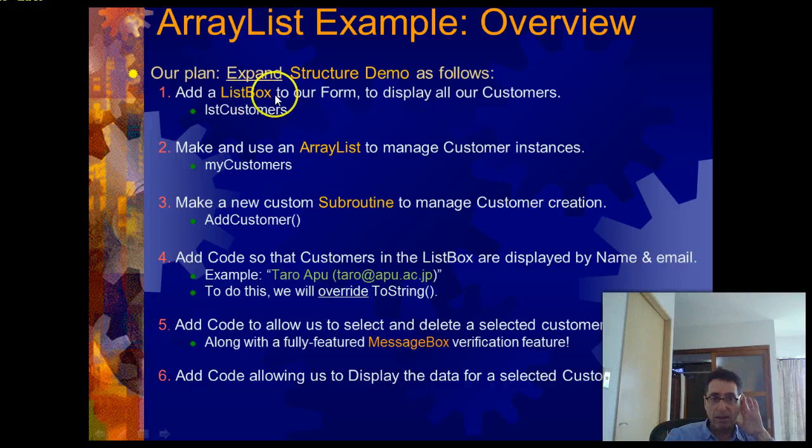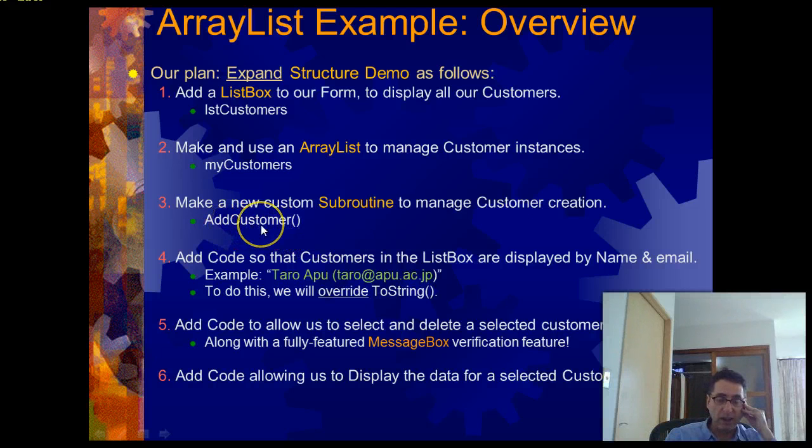Add a list box to our form. We didn't have that before. To display all our customers, and call it list customers. Make and use an array list to manage customer instances instead of using an array. The name of that array list is going to be called My Customers. Make a new subroutine to manage customer creation. So we're going to want to be able to add customers.